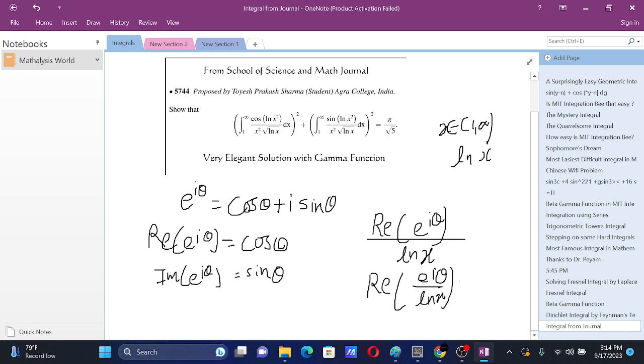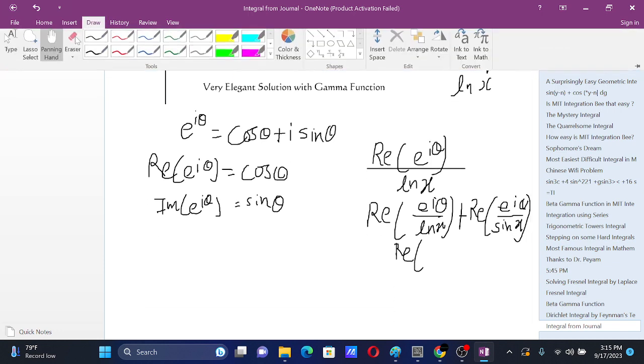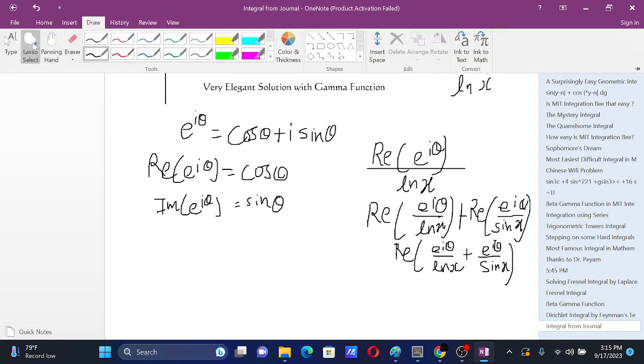And the other thing that can be done is we can also add other functions that are real, let's say sin x. So this can be added as well to give real part of e to the power i theta over ln x plus e to the power i theta over sin x. So these manipulations can be done, and we are going to use them in the solving of the problem.